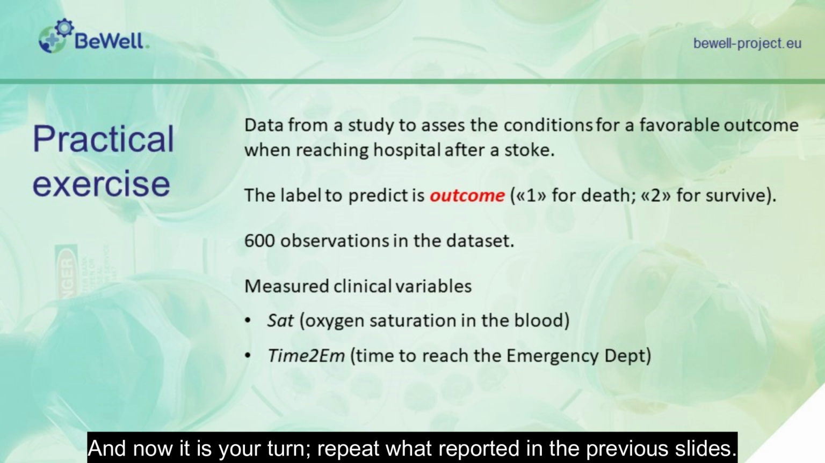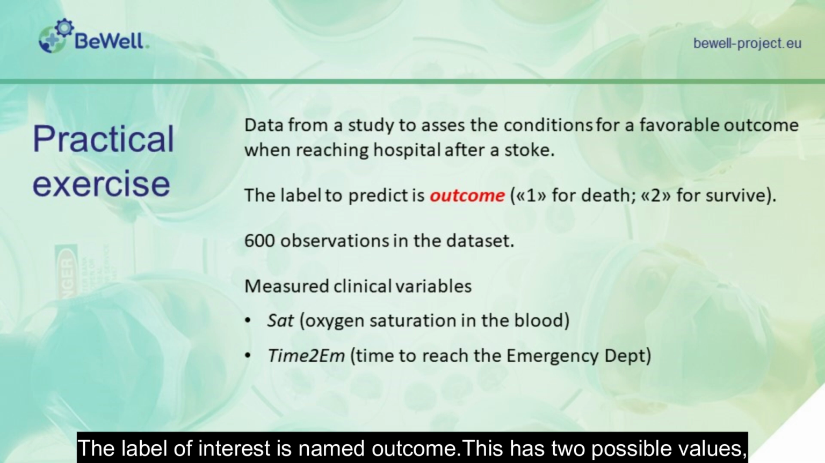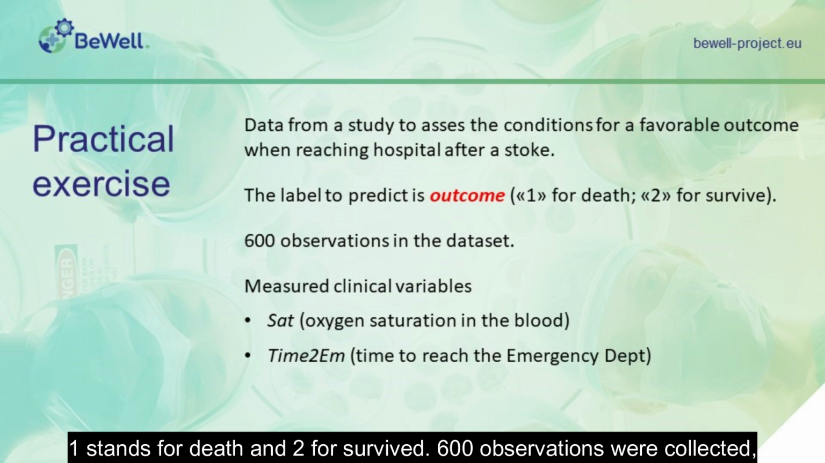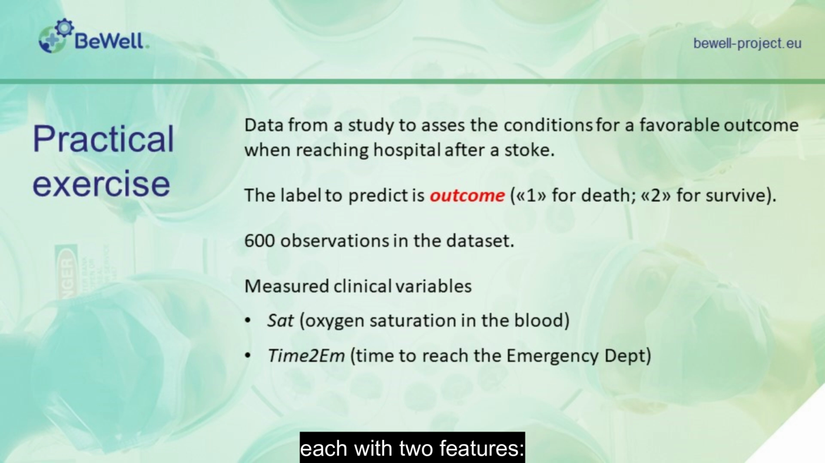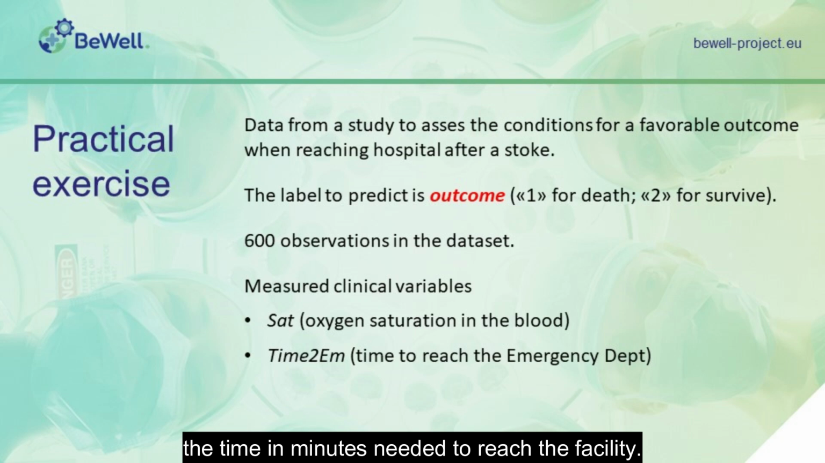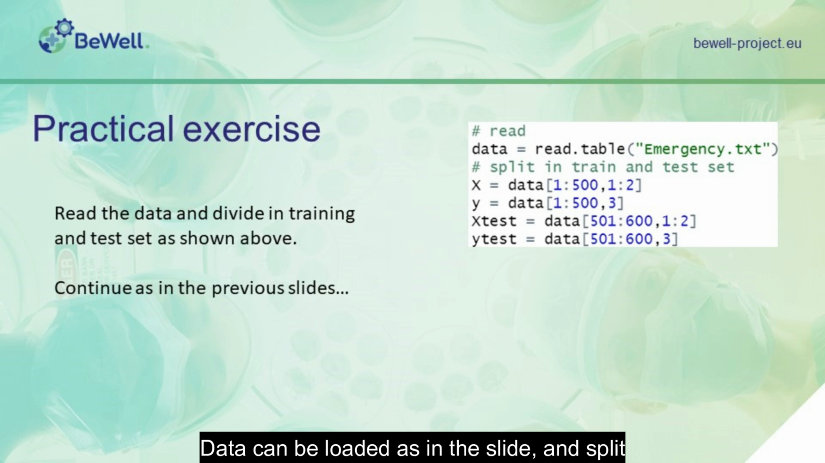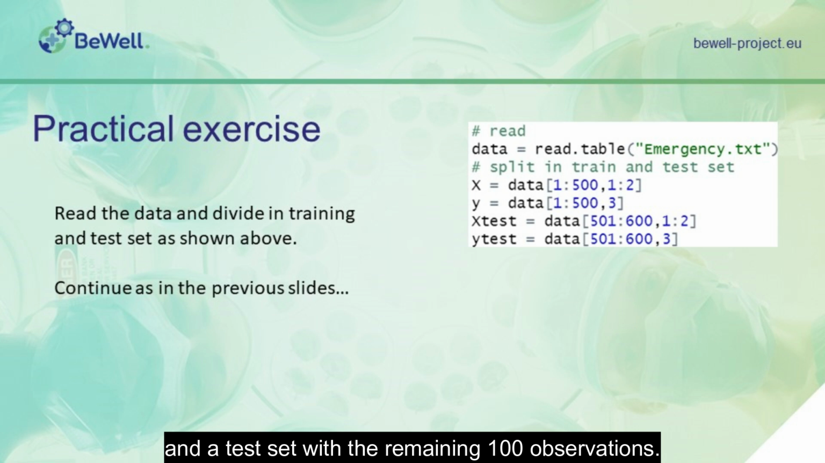And now it is your turn. Repeat what was reported in the previous slides. Data are taken from a medical study that aims to assess the conditions for favorable outcome when reaching the hospital after a stroke. The label of interest is named outcome. This has 2 possible values, 1 stands for death and 2 for survived. 600 observations were collected, each with 2 features: Sat, the oxygen saturation in the blood, and time2m, the time in minutes needed to reach the facility. Data can be loaded as in the slide, and split in a training set made of 500 observations and a test set with the remaining 100 observations.